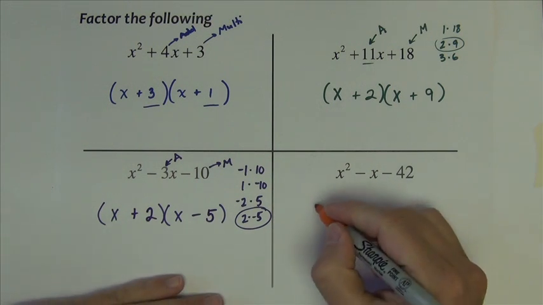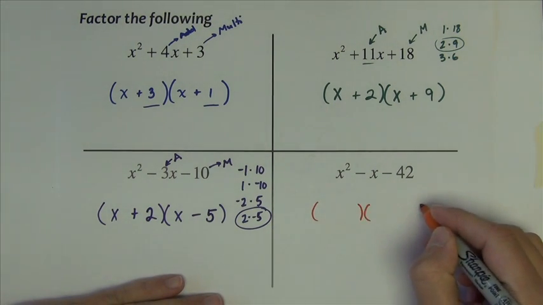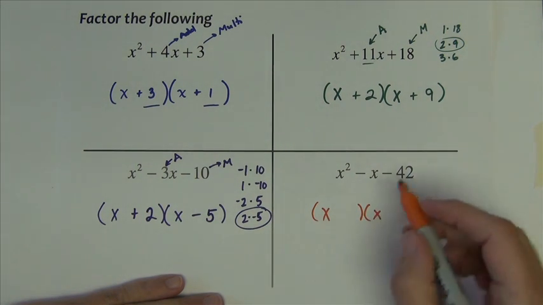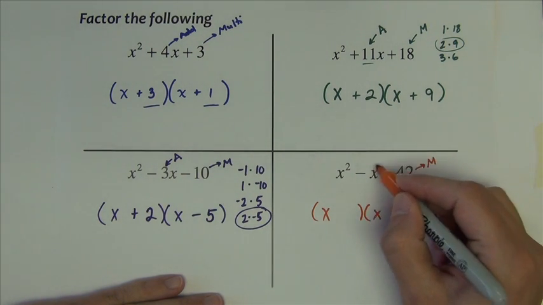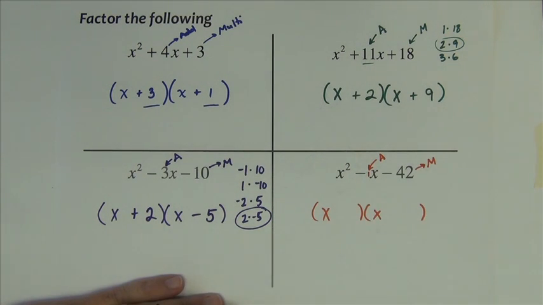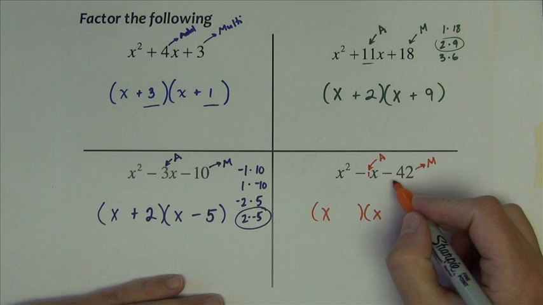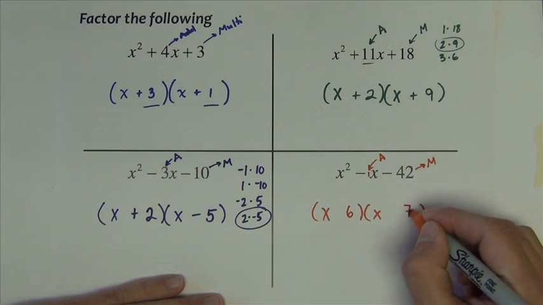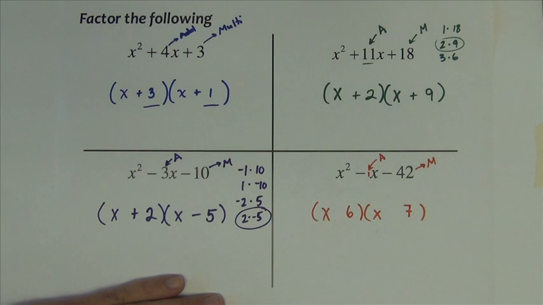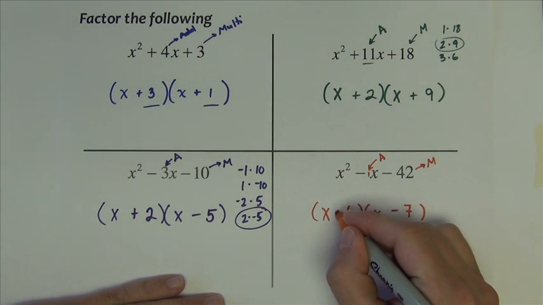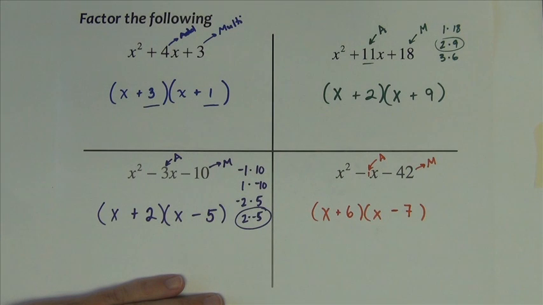Last one. x times x makes x squared. I want numbers that multiply to this one and add to negative 1. So multiplying to negative 42, let's see, I could use 6 and 7, which multiply to 42. If I want them to have a difference of negative 1, I would want the bigger number negative. Positive 6, negative 7.